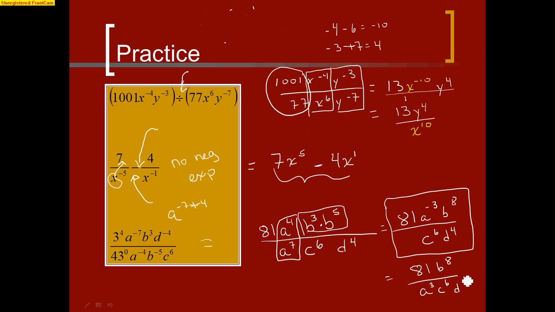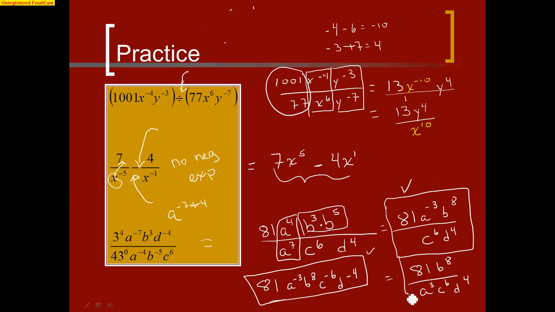Or if somebody said no negative exponents, or leave no exponents in your denominator, this is correct. Bring the c up, change the sign on the exponent. Bring the d up, change the sign on the exponent. Right? It just all depends upon my directions. And if nobody gives me directions, then I have to get full credit for any correct version.